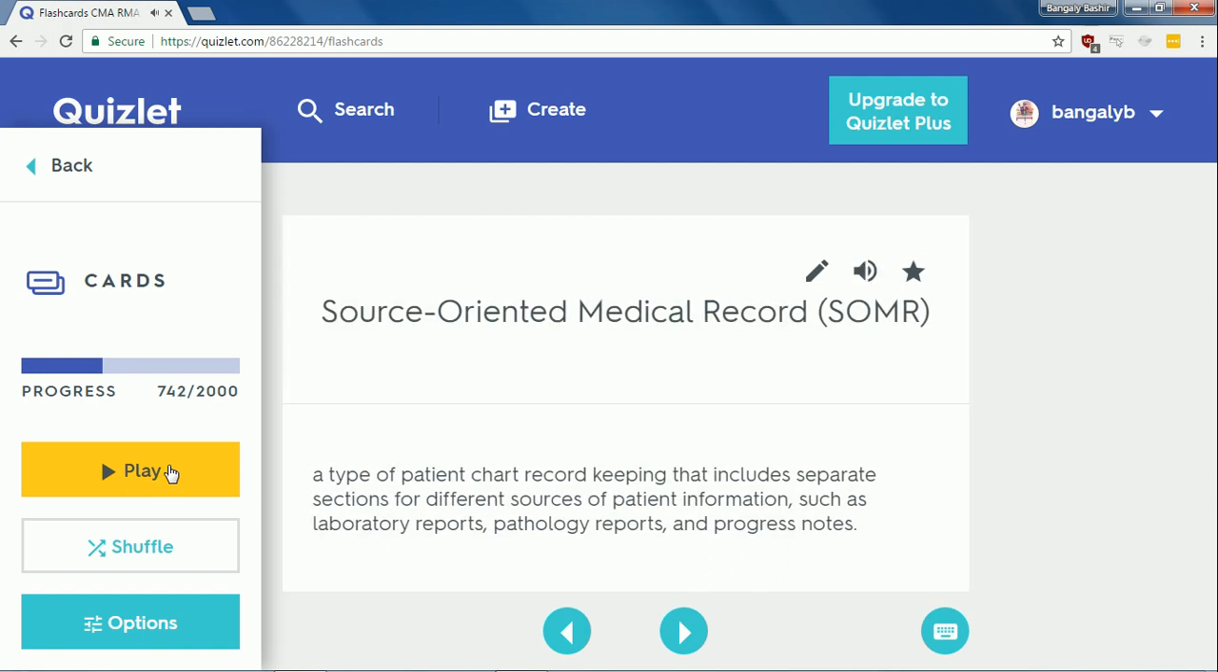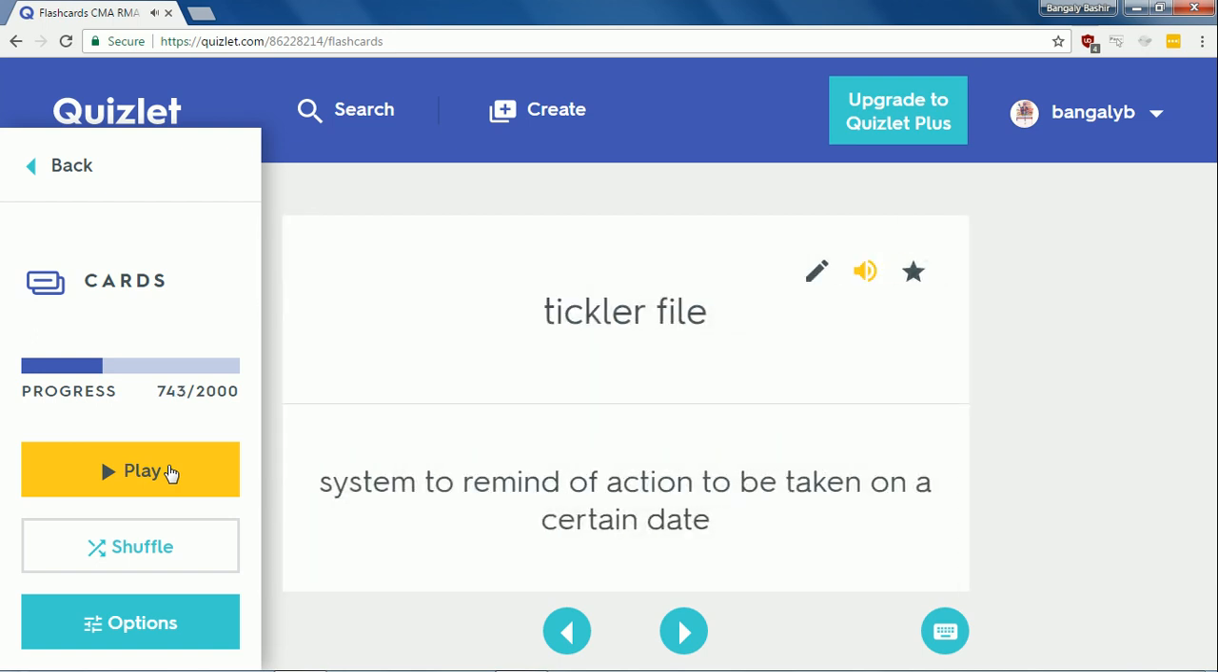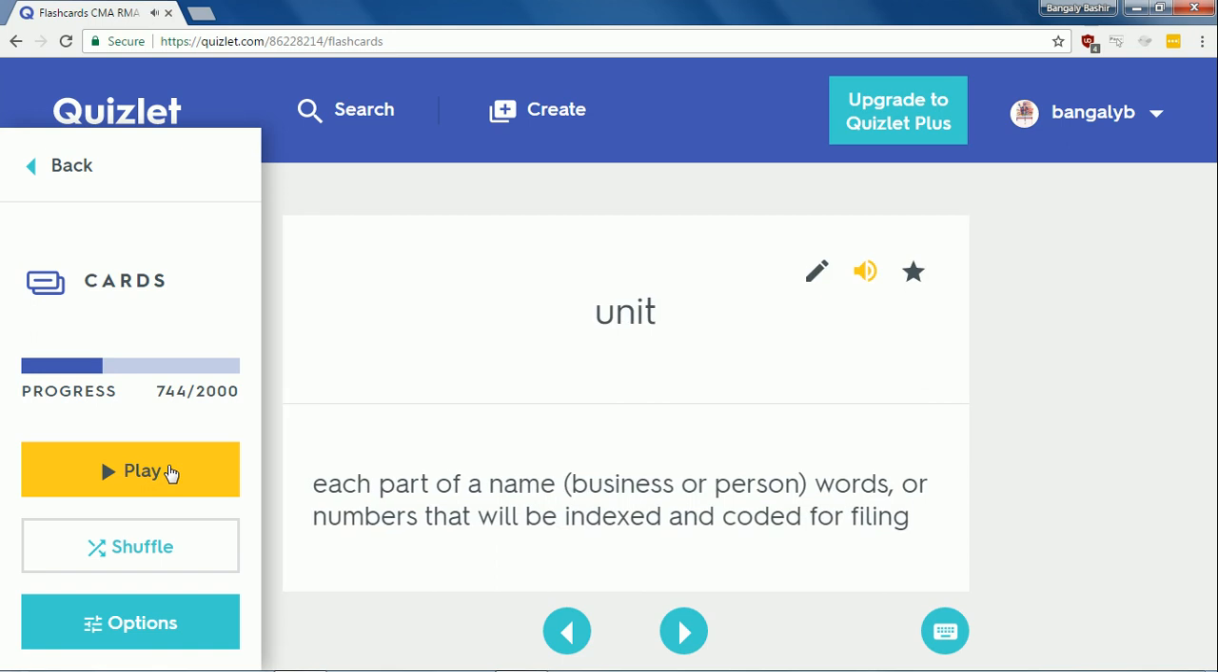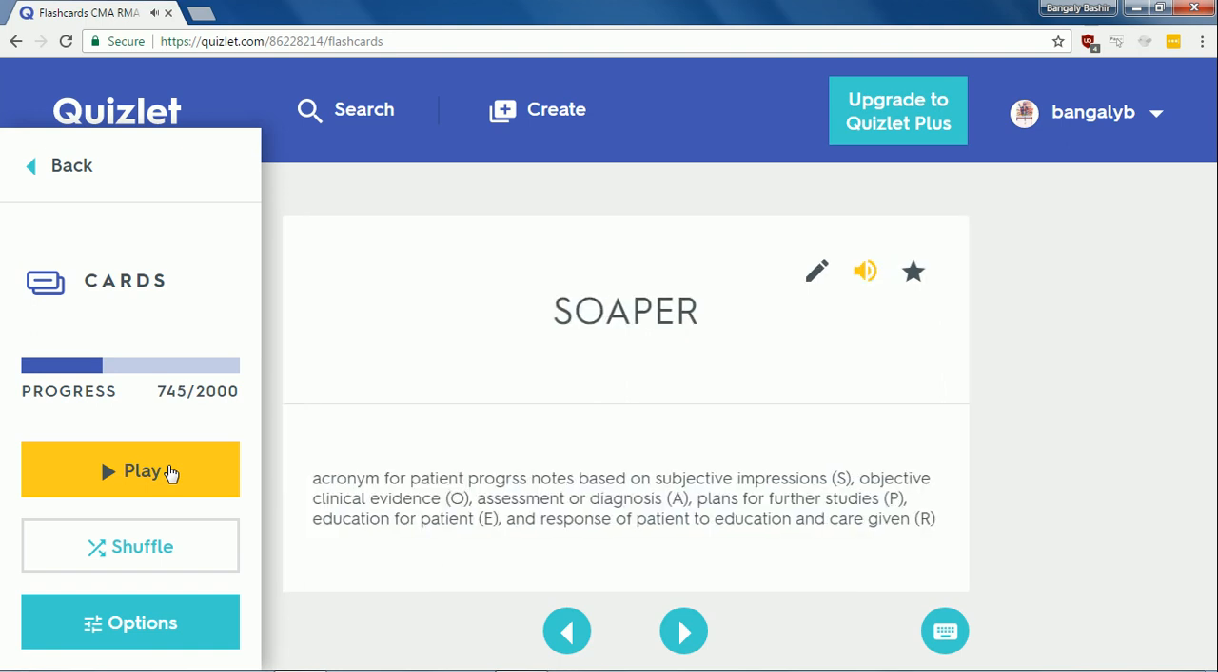Source-oriented medical record. A type of patient chart record keeping that includes separate sections for different sources of patient information, such as laboratory reports, pathology reports, and progress notes. Tickler file. System to remind of action to be taken on a certain date. Unit. Each part of a name, words or numbers, that will be indexed and coded for filing. SOAPER. Acronym for patient progress notes based on subjective impressions, objective clinical evidence, assessment or diagnosis, plans for further studies, education for patient, and response of patient to education and care given.